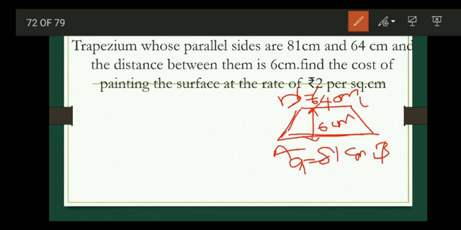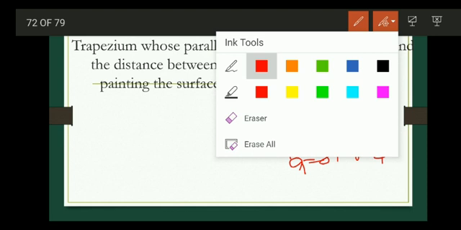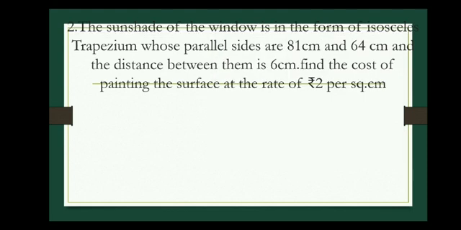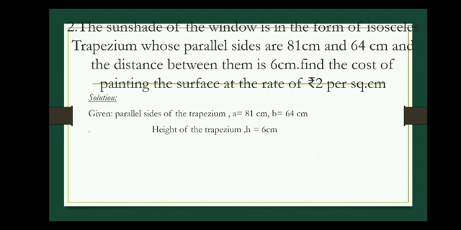Okay, so first we'll write what is given. Parallel sides are A is equal to 81 centimeter, B is equal to 64 centimeter. Height of the trapezium H is equal to 6 centimeter. And they have given cost of painting 1 square centimeter is equal to 2 rupees. And they are asking us to find how much it costs to paint the whole surface, which is in isosceles trapezium shape. Okay.